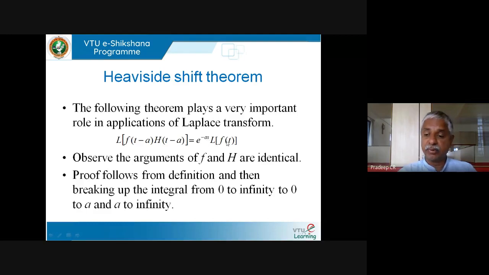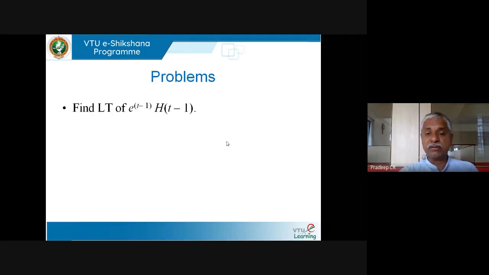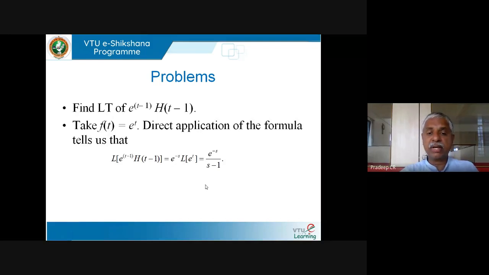f(t), as I said, is e power t, and I know the Laplace of e power t. That's precisely what I have calculated here. Observe this again. Here it's very easy, it's already given in terms of f(t). If you take e power t, this is f of t minus 1, and I have h of t minus 1. The Laplace of f(t minus 1) h(t minus 1) is e power minus s into the Laplace of e power t. Where did I get this? This is the formula I just read.